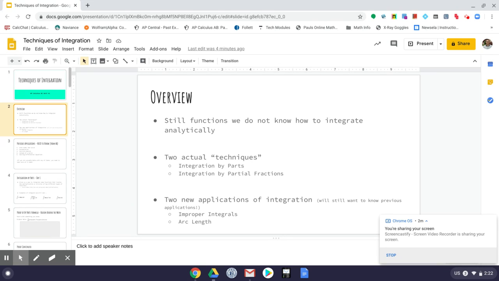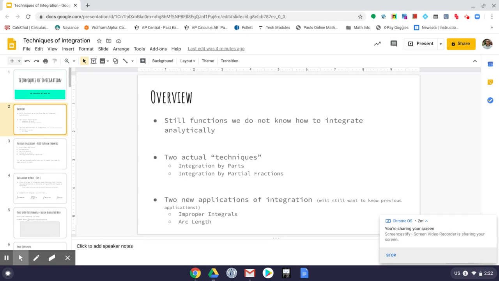Throughout this unit, there are going to be two new actual techniques. Remember, integration by substitution is one of the techniques that you know. The first new technique is something called integration by parts, which is what we're actually going to do today. And then integration by partial fractions is the second technique that we'll learn.